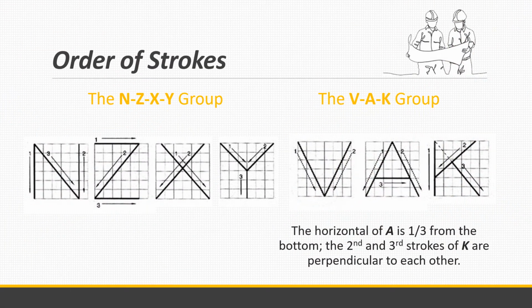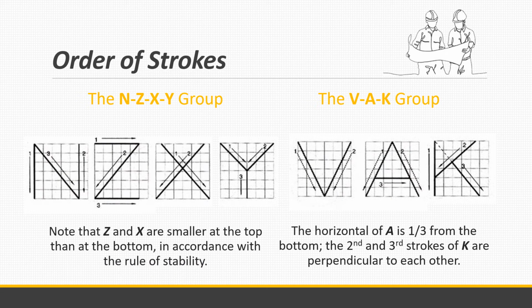So, the next is the NZXY group and the VAP group. In the NZXY group, note that the Z and X are smaller at the top than at the bottom, in accordance with the rule of stability.